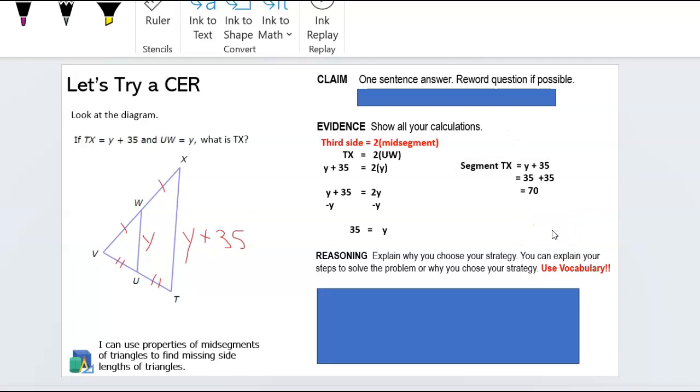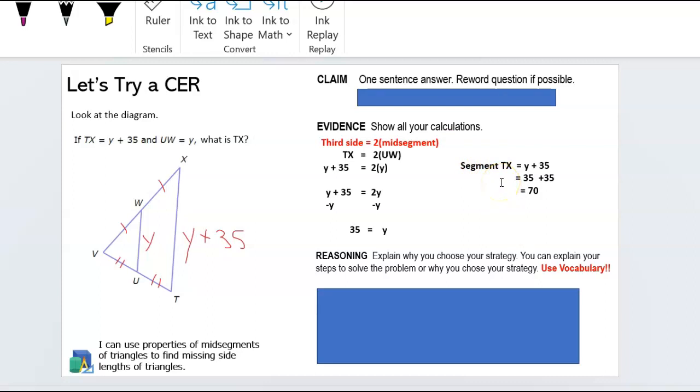So again, to just recap, the first thing you want to do with your CER is possibly label for yourself. Then go over and do all of your calculations. This is the equation you're using right here. Everyone's doing the same one. So third side is equal to 2 times the midsegment. Plug everything in, solve, and then take whatever you solve for and plug it back into that side that they're asking for. In this case, ours was Tx.